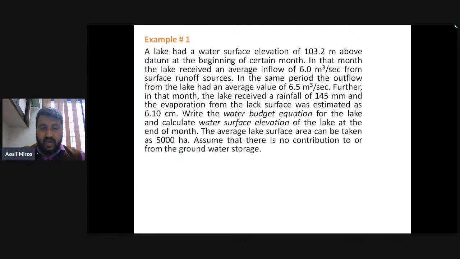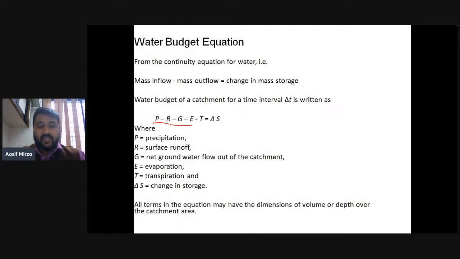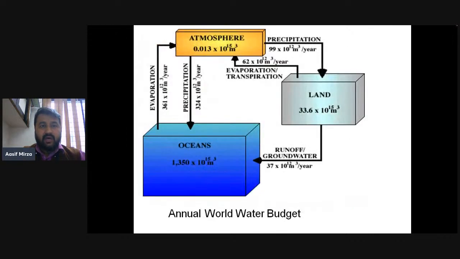Sometimes it is asked in the examination to calculate the change in the storage. Sometimes it is asked to calculate the evaporation, transpiration, or any other parameter which is given in the equation. So we have to use this equation not only to calculate the water budget, but to calculate the precipitation, surface runoff, net groundwater flow out of the catchment, evaporation, as well as the transpiration. Okay. Now, after the equation of water budget, we have the annual world water budget.